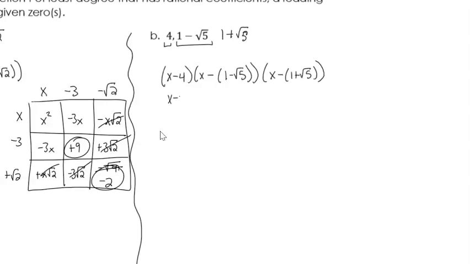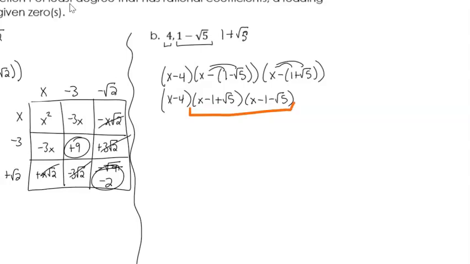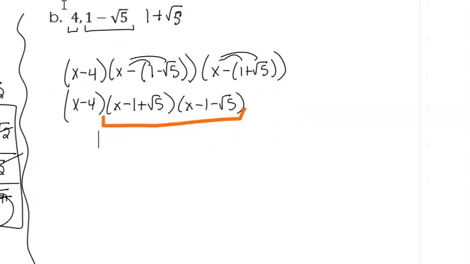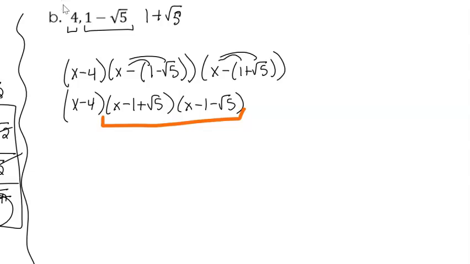Okay, so I'm going to go ahead and distribute those negatives first. So I get x minus 1 plus square root 5, and I get x minus 1 minus square root of 5. Now, there's 3 zeros. You can multiply them in any order, but it's going to be much easier to multiply these two first. All right, we're just going to work smarter, not harder. It technically works the other way, but it'll be a lot easier this way.